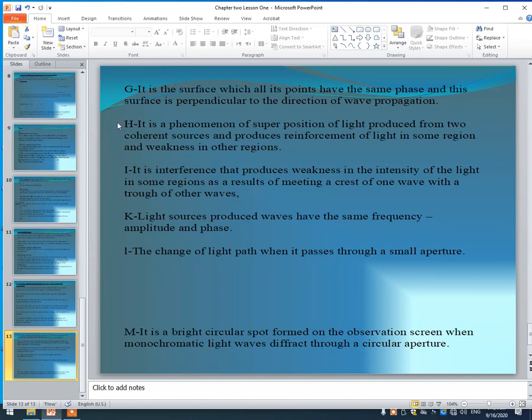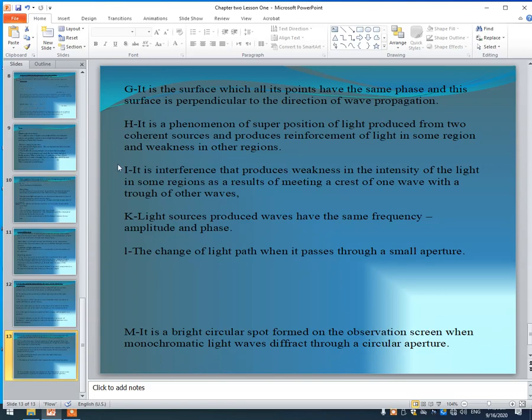The next question, it's a phenomenon of superposition of light produced from two coherent sources and produces reinforcement of light in some regions and weakness in other regions. You studied it. It's one of the most important processes which make light a wave. Yes, it's the light interference.